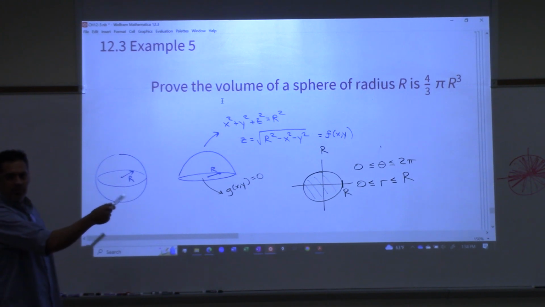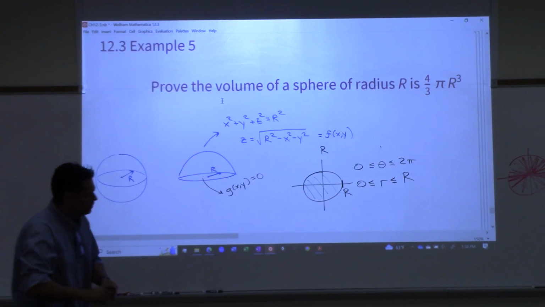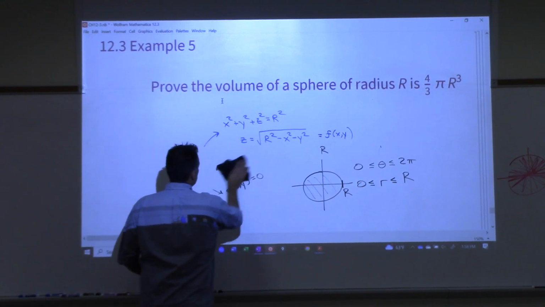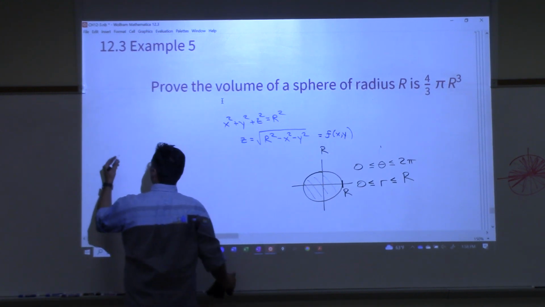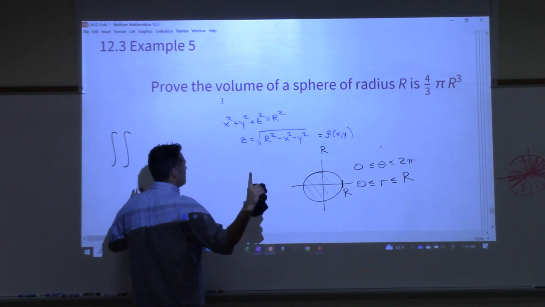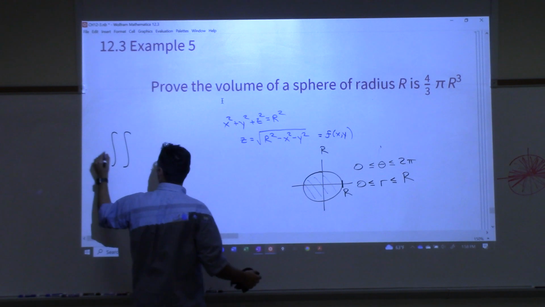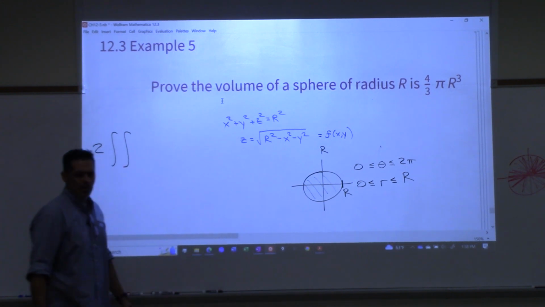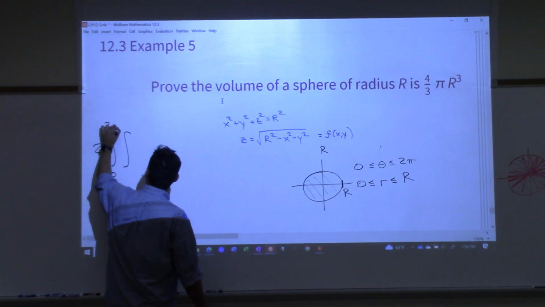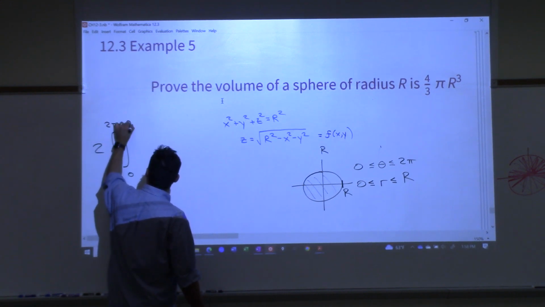Polar rectangle. Let's do it. So I'm going to do my double integral. I think I'm just going to go straight to it. Hey, we were only doing the top half, weren't we? So let's go ahead and throw 2 out in front right now because I want to double this answer. And I want to go from 0 to 2 pi. I want to go from 0 to capital R.